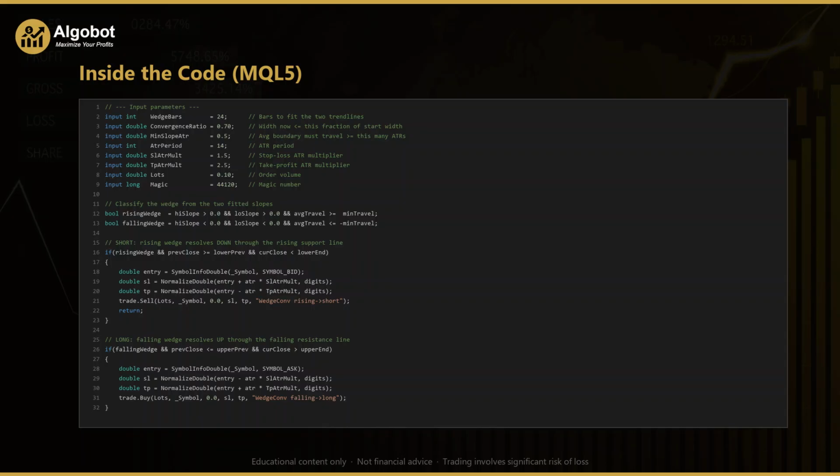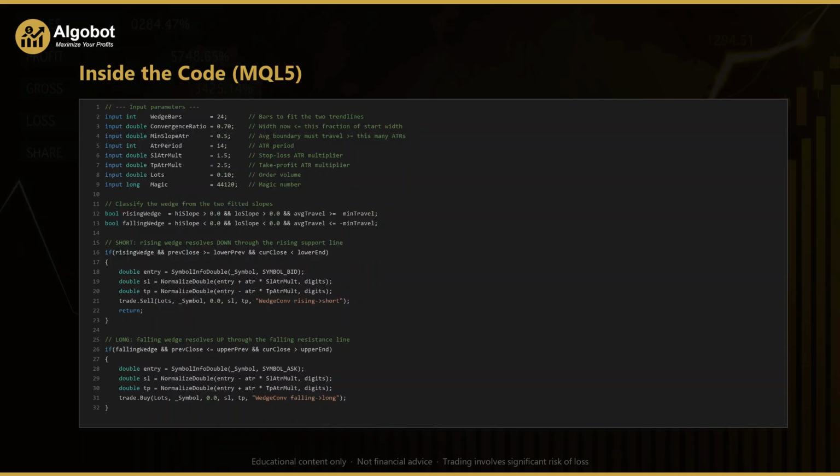Min slope ATR, at 0.5, sets the shared tilt requirement in ATR units. ATR period is 14, and the two ATR multipliers, 1.5 and 2.5, drive the stop loss and take profit distances. Lots and magic finish the list.